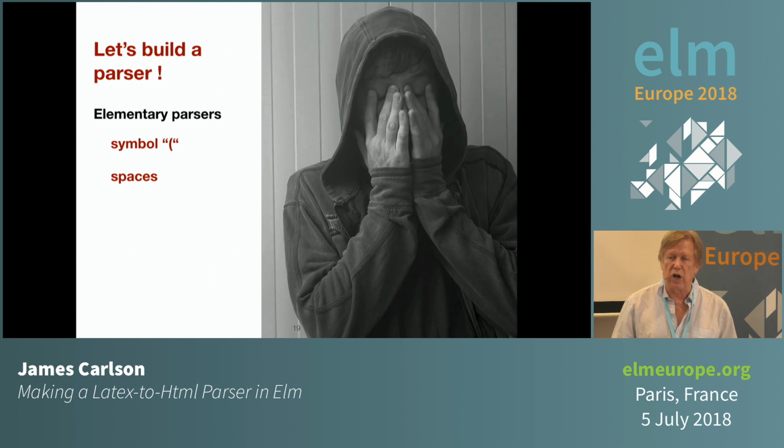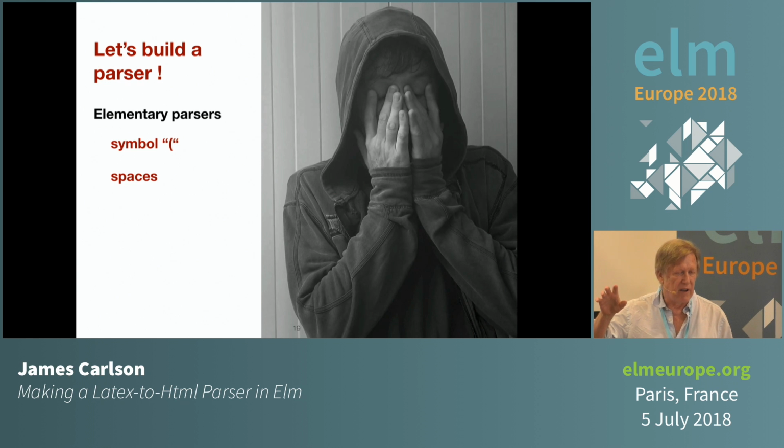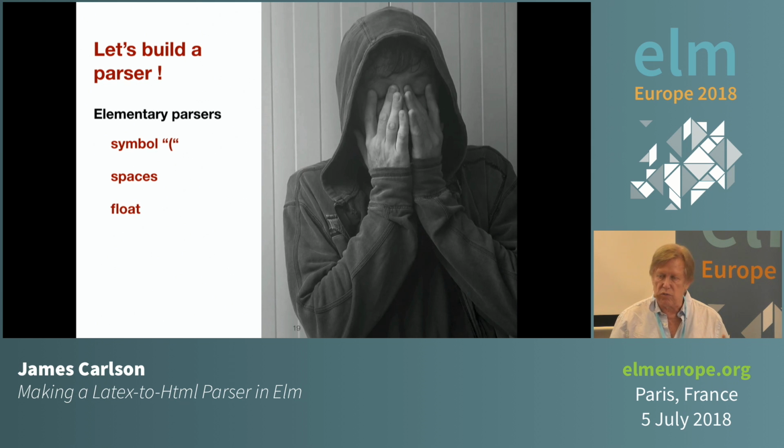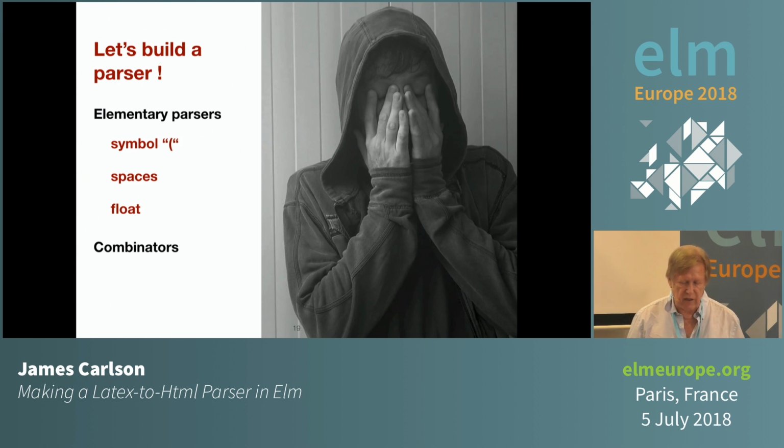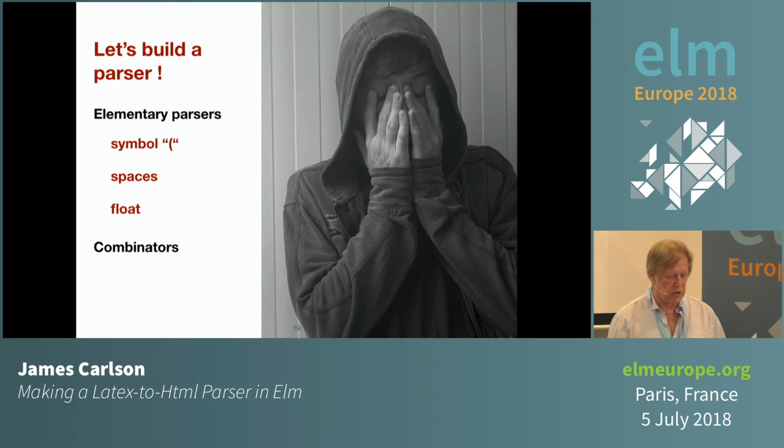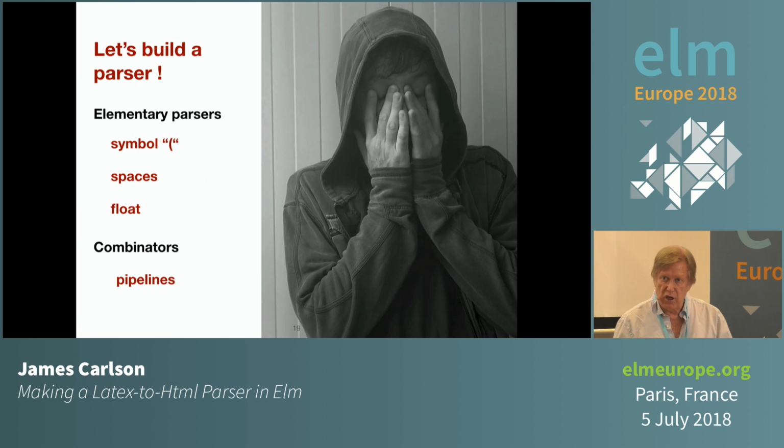Spaces is a parser that will gobble up 0 or more spaces, and then it stops when it comes to a non-space. Float does the same thing with a floating point number, but it will give that floating point number back as a value. Combinators are ways of taking the parsers that you already have, maybe these elementary ones or maybe ones that you've built up, and combining them in various ways, like putting them in a sequence using pipelines, or the one-of combinator means you have a list of parsers, you try the first one, if it succeeds, yay, I'm done. If not, you try the second one, and so forth.